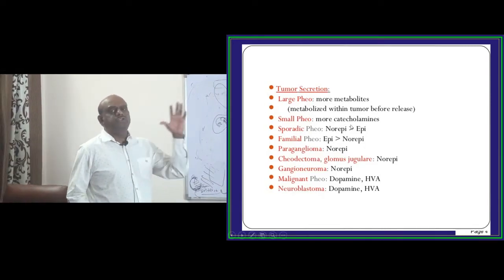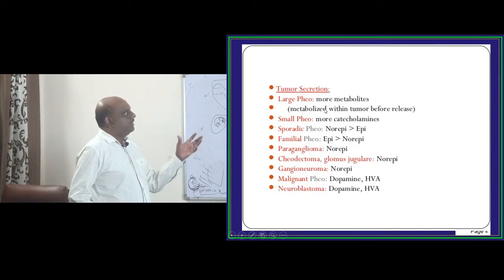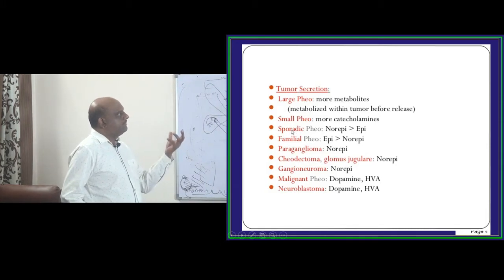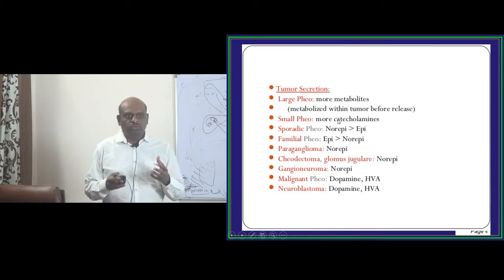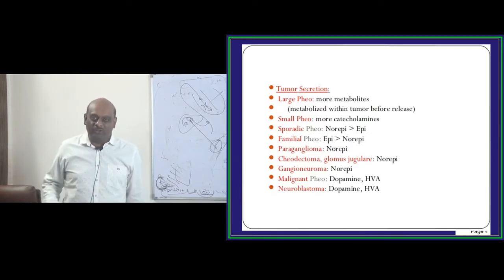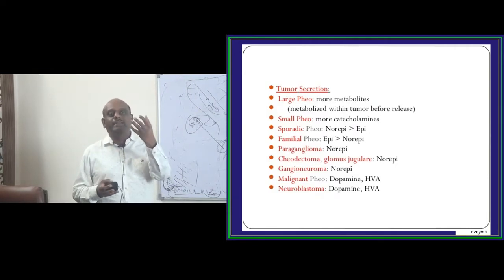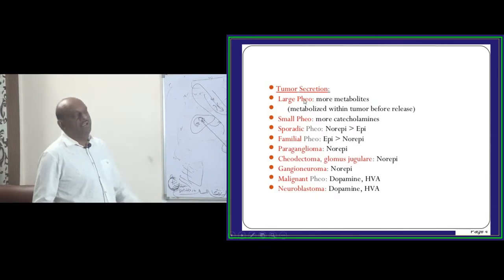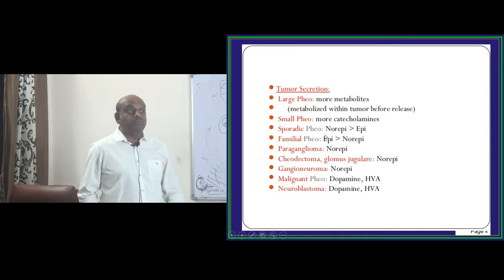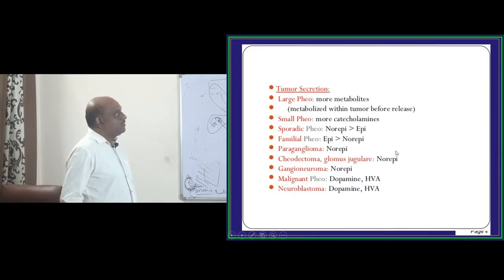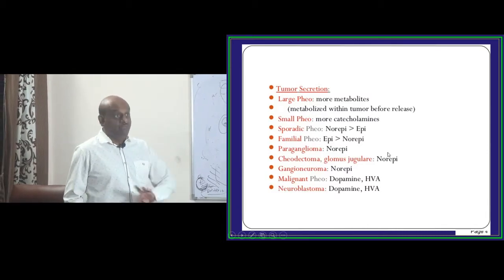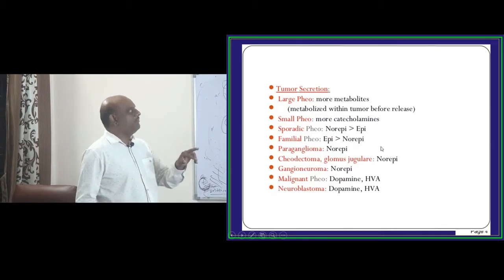If you look at the large sized pheo, it produces more metabolites. Those metabolites, that is not pure epinephrine or norepinephrine, but the metabolites of epinephrine or norepinephrine are the predominant thing that is released by the large pheos. If it is a small pheo, it releases more catecholamines. Sporadic pheo is norepinephrine more than epinephrine. Familial pheo is epinephrine more than norepinephrine.